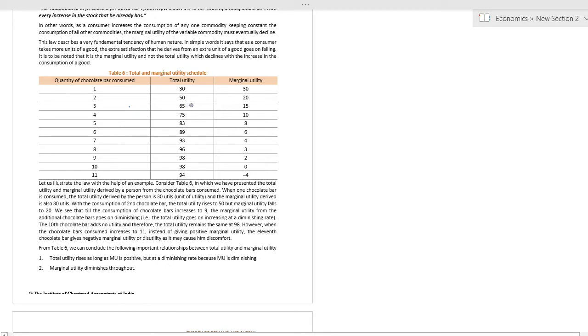So total utility is nothing but the sum of all marginal utilities. If you see 50, it is the sum of 20 plus 30. If you see 65, it is the sum of 15, 20, 30. If you see 75, it is the sum of 10, 15, 20 and 30. So this is how total utility and marginal utility are calculated.